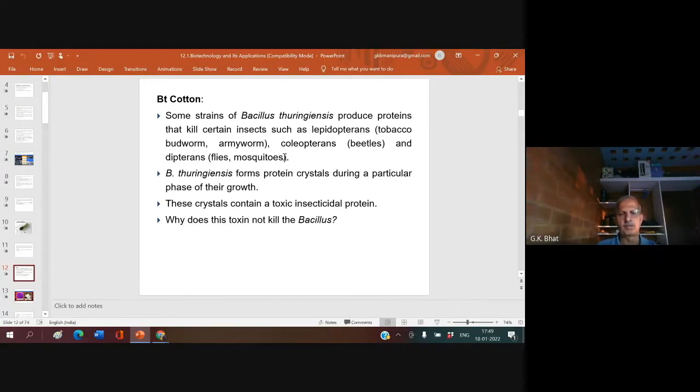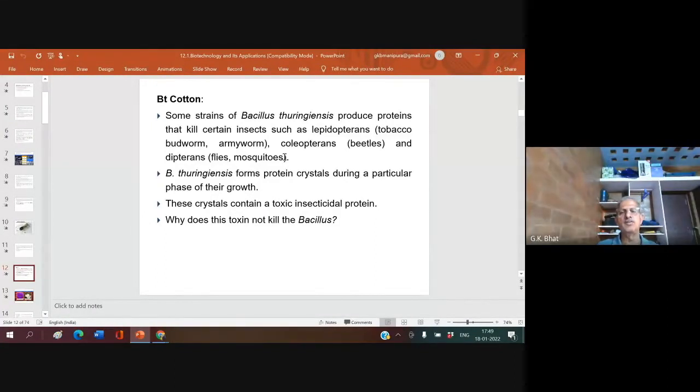So, Bacillus thuringiensis forms protein crystals during a particular phase of their growth, not throughout the life cycle of the insect. During a particular phase of the life cycle, you will see that. These crystals contain a toxic insecticidal protein. Whatever the protein crystal is there, it contains insecticide.